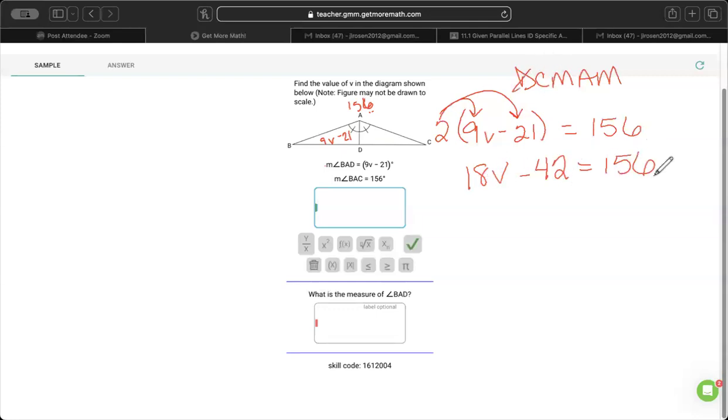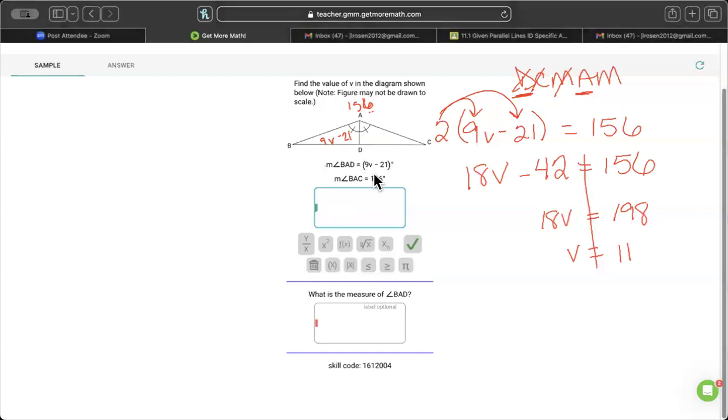And then I can't combine here. There's only one number here. And then we're going to move the smaller variable. There's none of that. So we distributed. Now we're going to get rid of the addition or subtraction. So we're going to add 42. So 156 plus 42 is 198. And then we're going to do division property of equality. So divide by 18 and v equals 11.